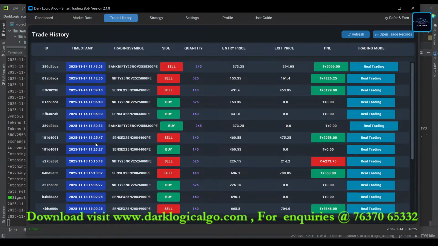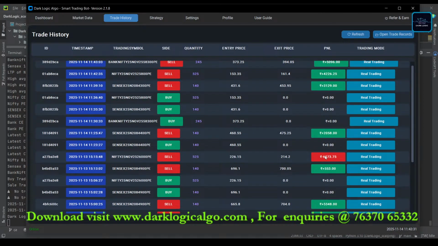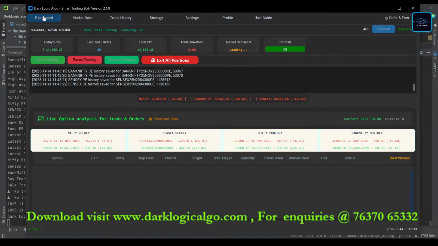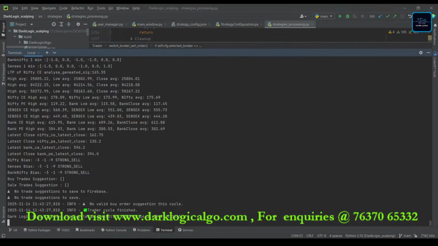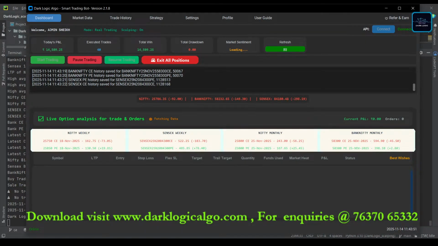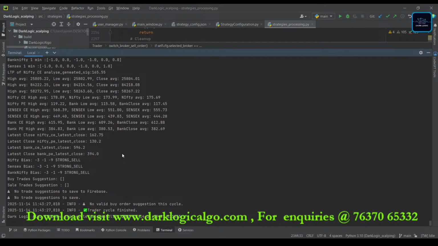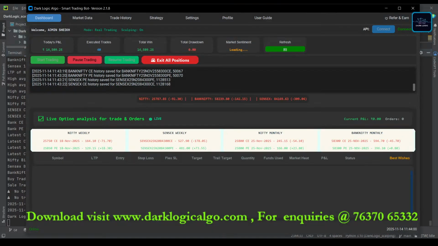It was 14, 13. There was a very big SL hit. Sometimes your SL may get hit. So now the bot will automatically analyze your market based on the price action, and if there is any good momentum in the market, the bot will take the position automatically.